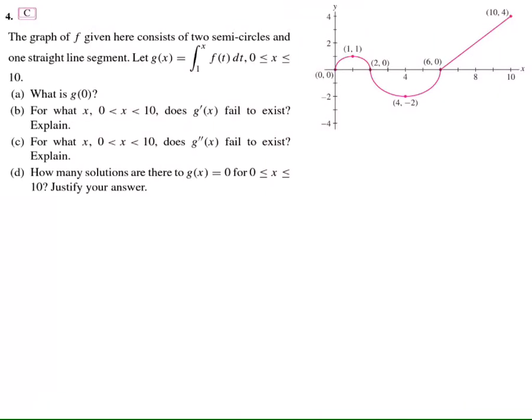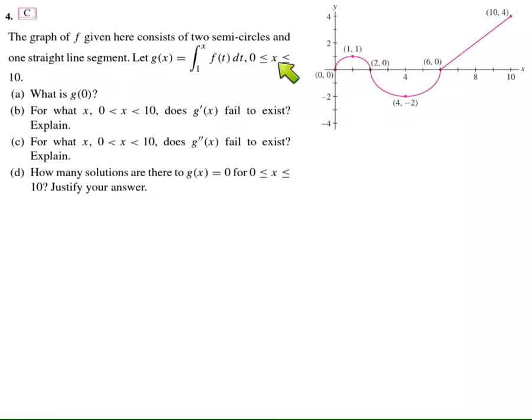All right, let's read this first. It says the graph of f is given here. Oh, no, the graph of f given here consists of two semicircles, so that and that are semicircles, and one straight line segment. Let g equal this thing, which has f inside of it, from 0 to 10. So here's 10 right there.